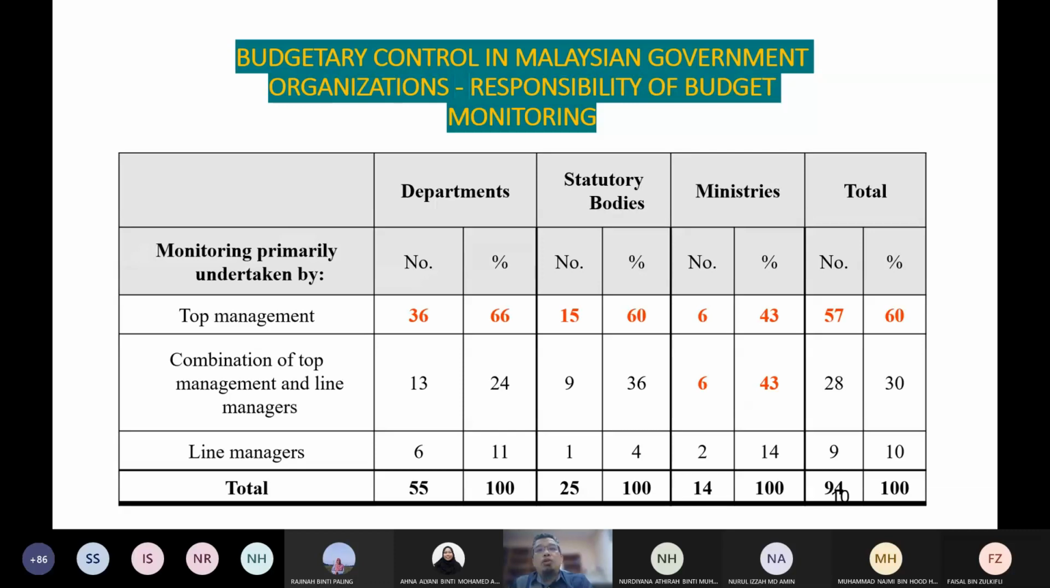Right, budget control in Malaysian government, in terms of who should monitor. This is a survey, of course it's quite old, but I think it gives you an idea of who is involved in budgetary control. So you can see that it is top management, a combination, or mainly line managers. Of course, the details are normally managed by line managers, but top management is more on the overall budget for main activities and others.